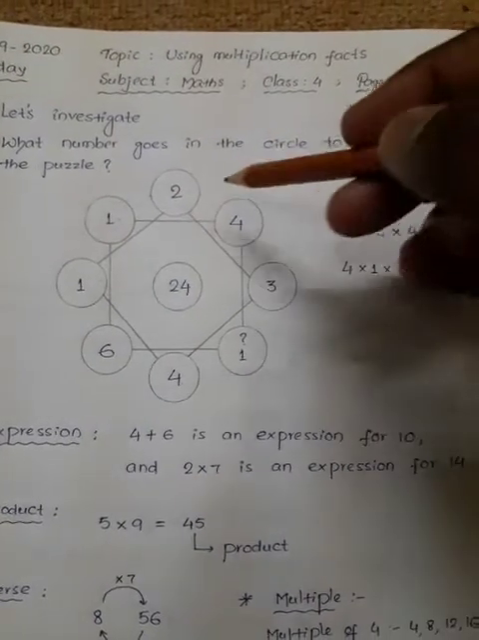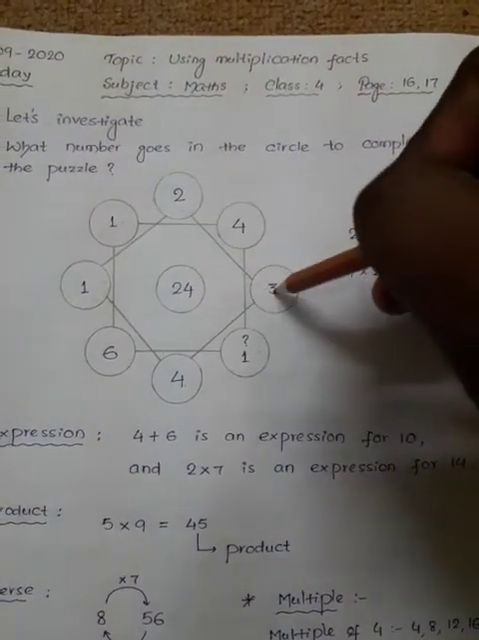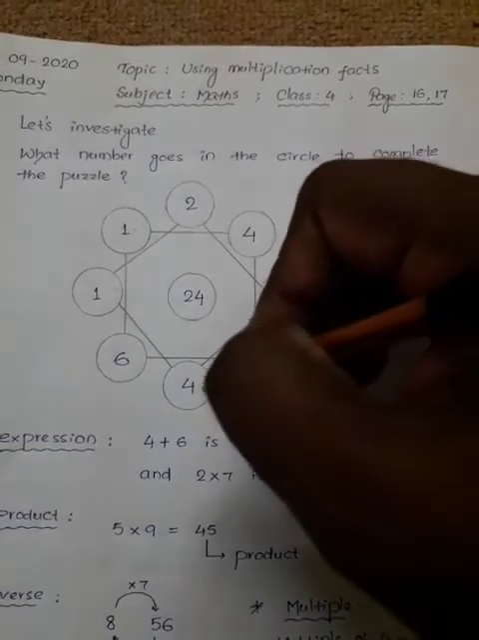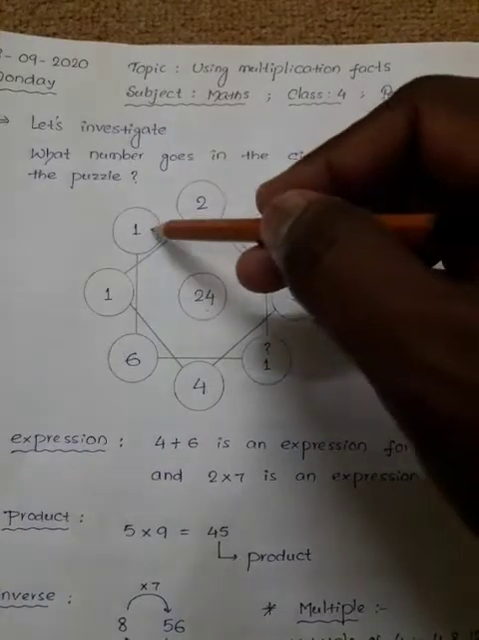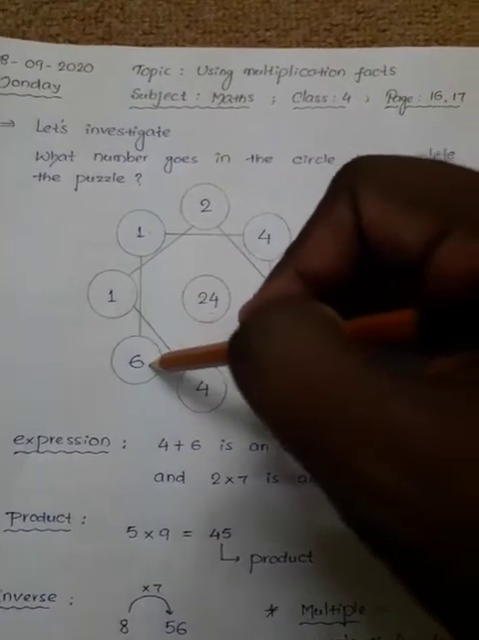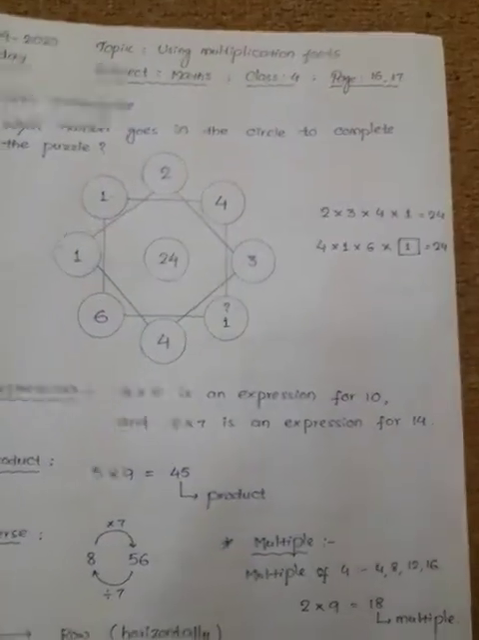Now check it. Already we have this one. So 2 multiply by 3 is 6. 6 multiply by 4 is 24. 24 multiply by 1 is 24. So similarly 4 multiply by 1 is 4. 4 multiply by 6 is 24. 24 multiply by 1 is 24. So the answer is what? 1.